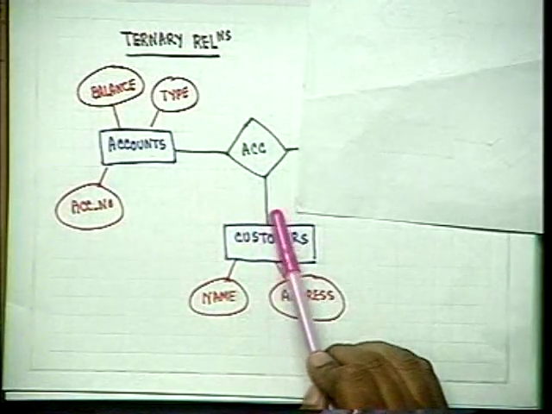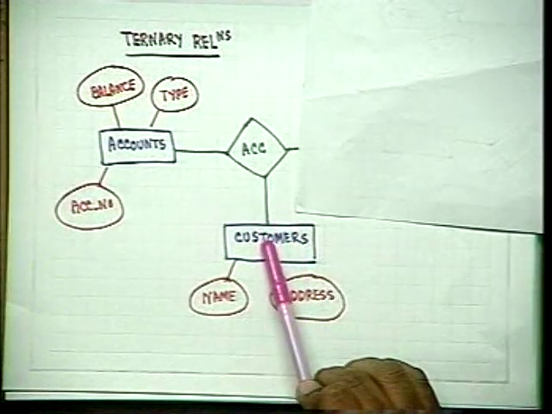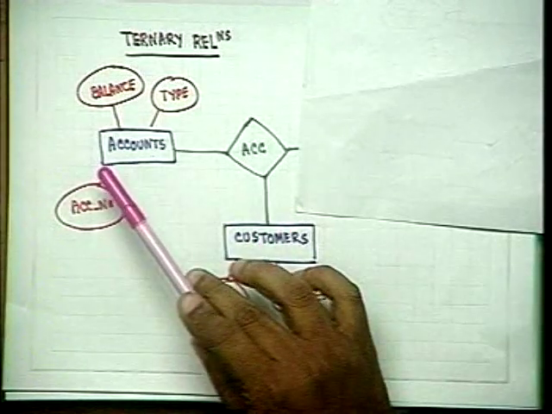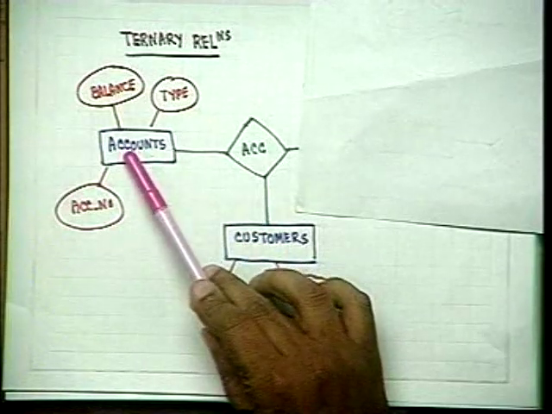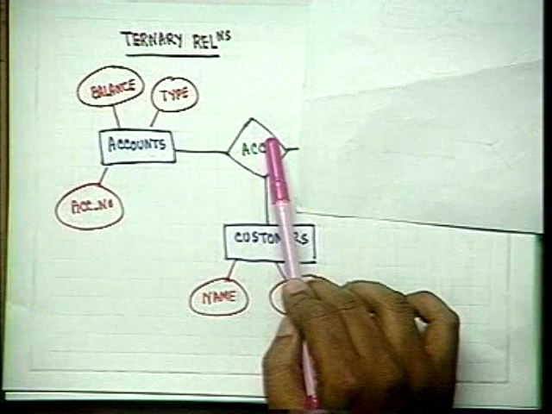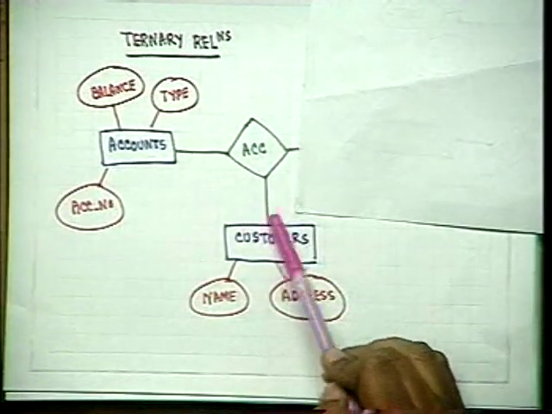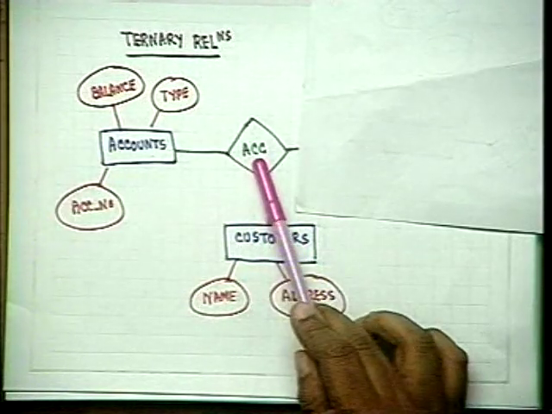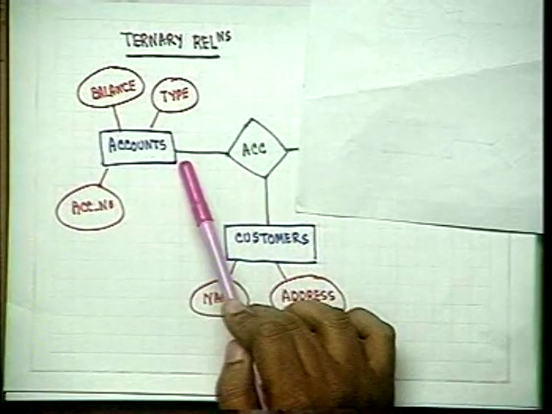If we put the arrow here, it will mean that the customer can participate in a one-to-one or a one-to-many relationship. So, a customer can have more than one account, but there cannot be an account which has got 2 customers. So, if we want to prevent joint accounts, we will put this arrow. If we want to have joint accounts and we want to prevent a person from having more than one account, we will put this arrow.